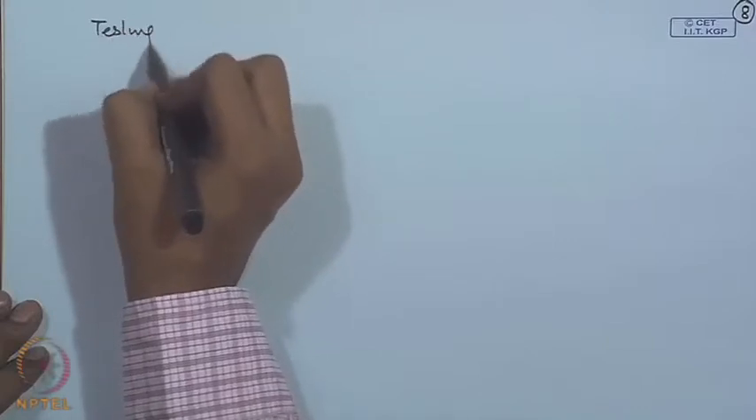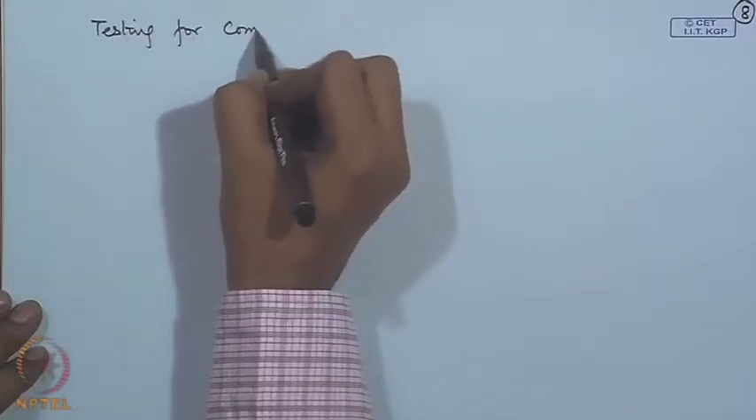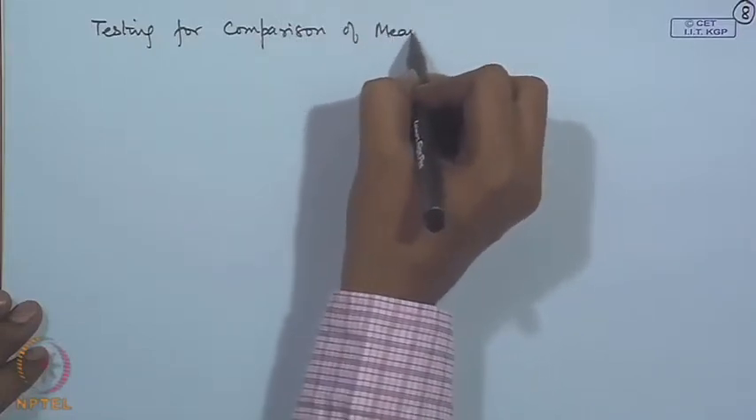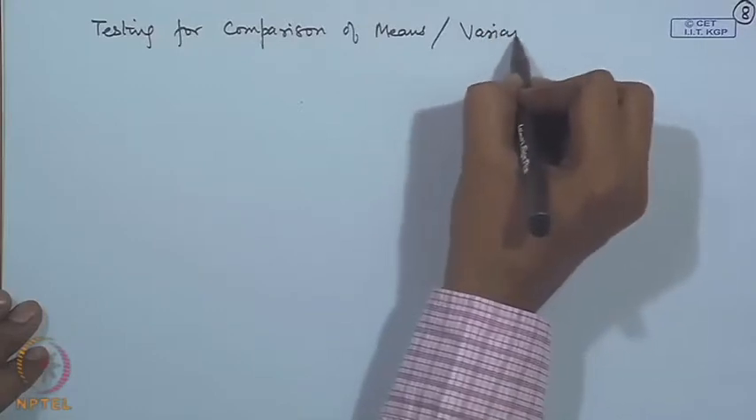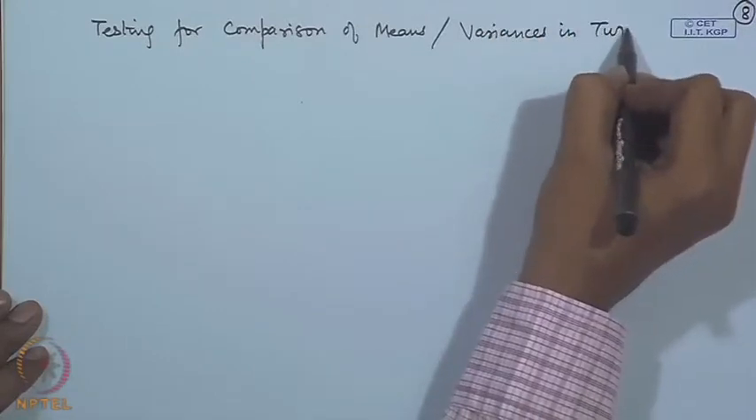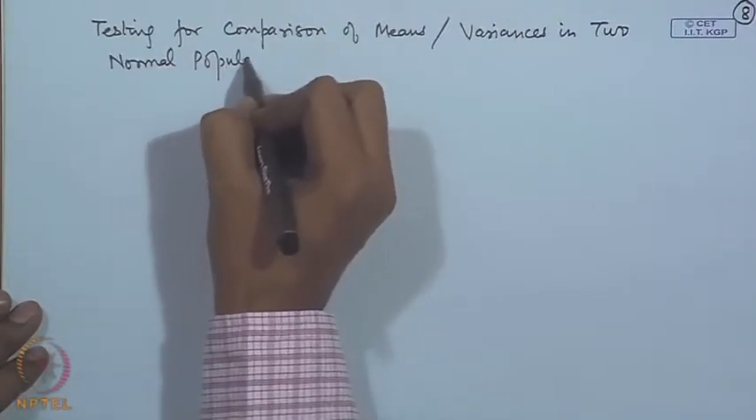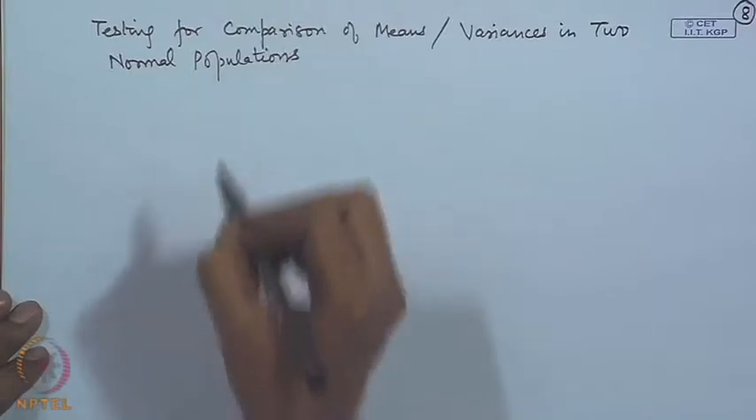Now, I will consider two sample problems, that means, we consider testing for comparison of means and variances in two normal populations. Remember, here our aim is to consider the UMP unbiased test. Therefore, we will write the joint density in the form of a multi-parameter exponential family.